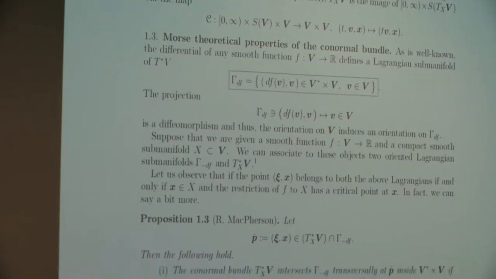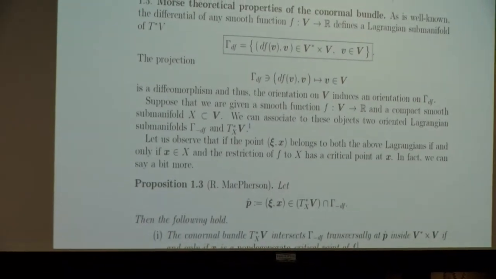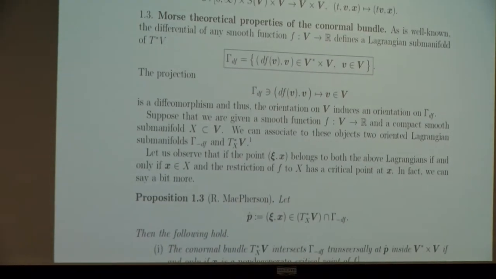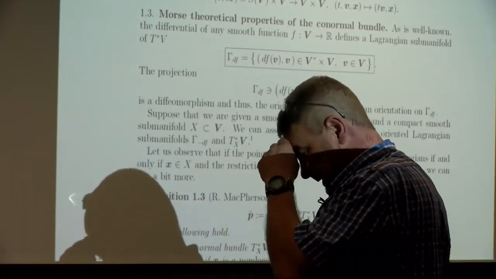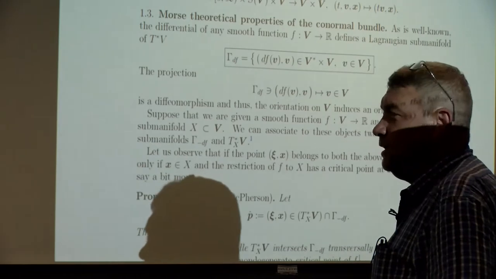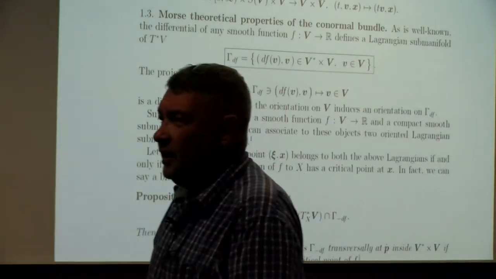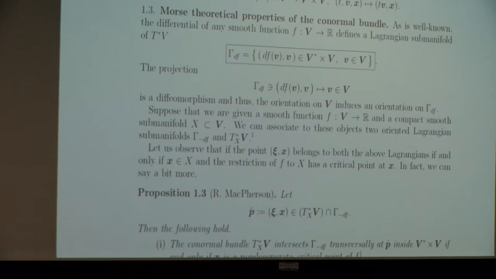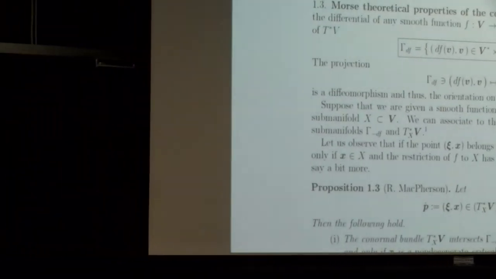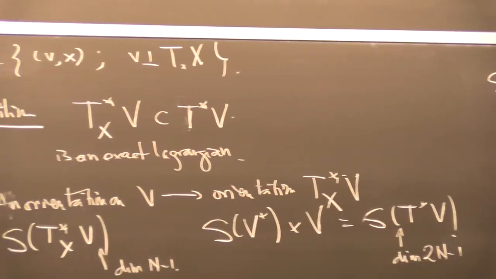Now, the conormal bundle interacts nicely with the Morse theory on X. So let me explain that. So we start.